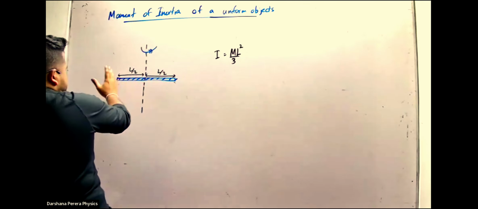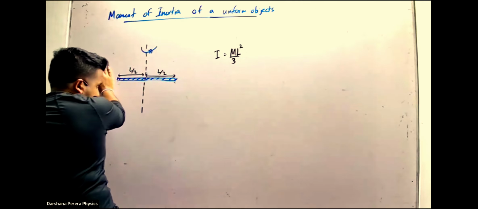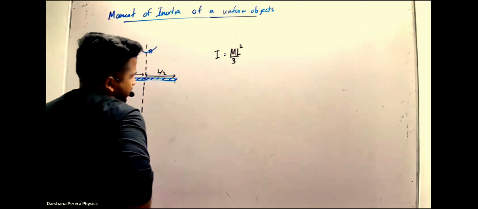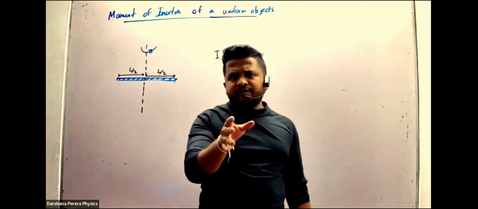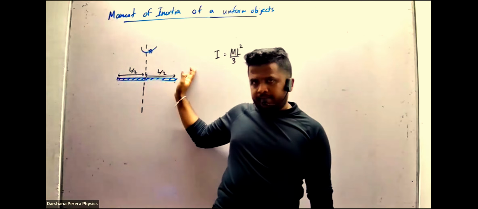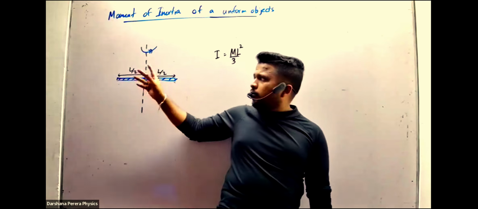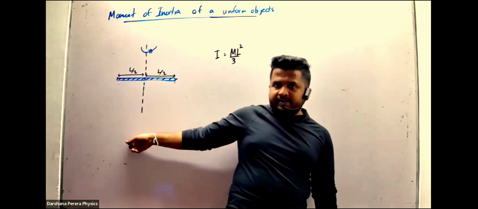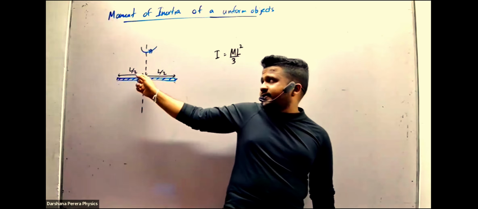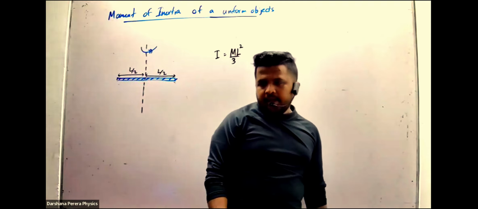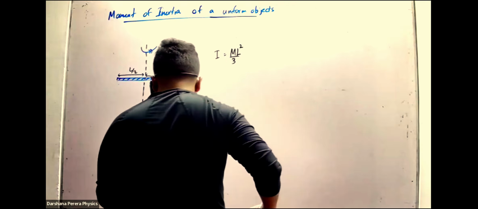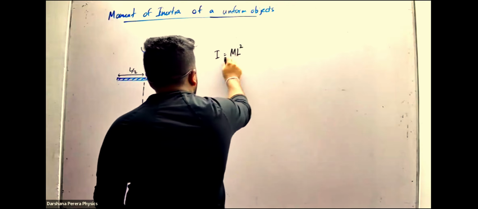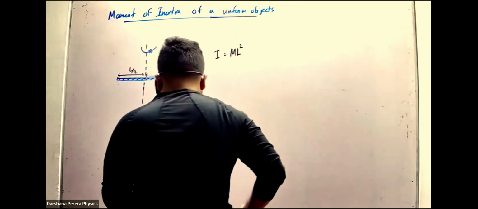So first we took the moment of inertia about the end. The axis is the perpendicular which passes through the end. Now we take the axis through the center, right? Like that, I is ML square over 12.